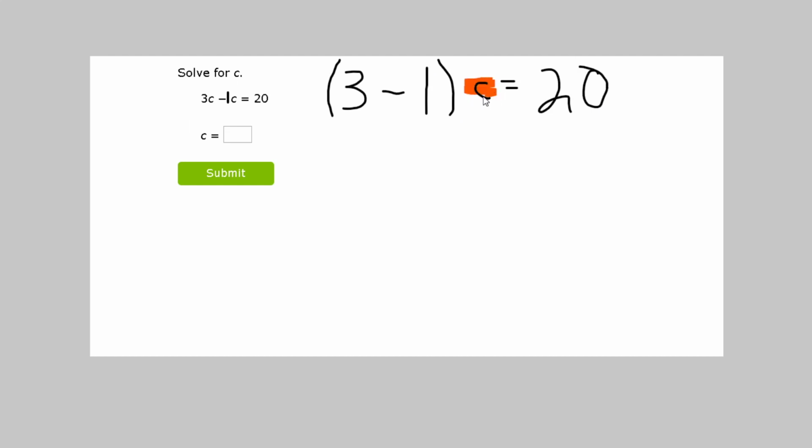This is our variable. 3 minus 1 is 2. So it's 2 times C is equal to 20. Now we want to get C all by itself, so we divide the 2 away.